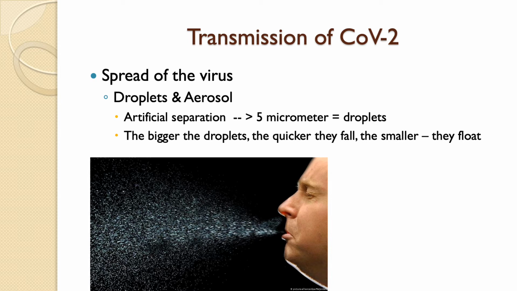And it's also very easy that the bigger the droplets are, the quicker they will fall, and the smaller they are, the more that they will float. And the smaller they are, the less virus can be present in it, and the bigger, the more virus will be present in these droplets.